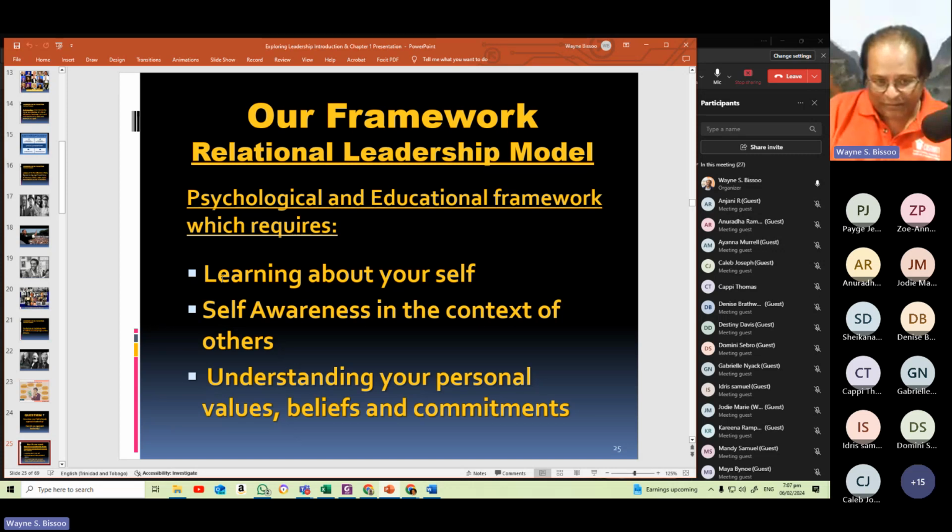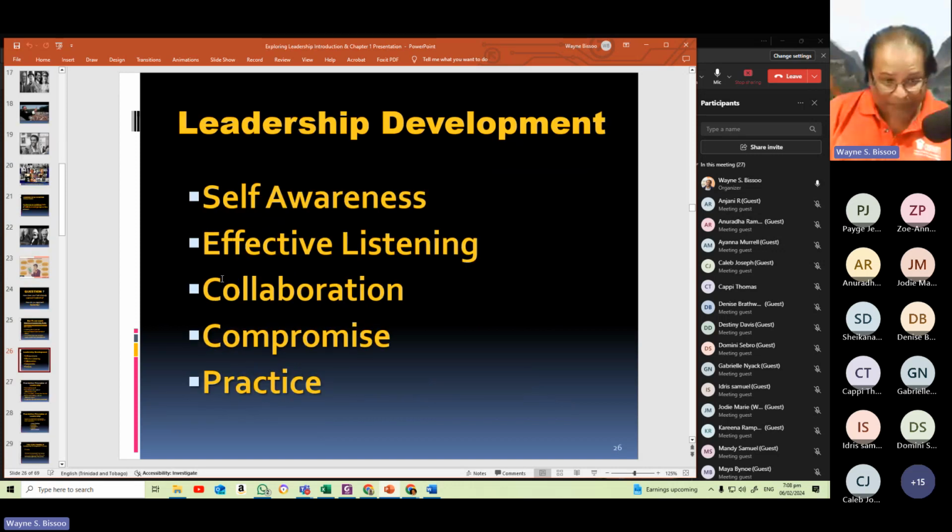And then, of course, the third element that they identified was understanding your own values, beliefs, and commitments. This is the cornerstone of the relational leadership model. You have to start by knowing and understanding yourself and understanding these particular issues that we're working with here. Make sense so far? So we talked about self-awareness and those things that we listed before. Then you have to develop the skill of effective listening, the skill of collaboration, the skill of compromise, and the skill to put these things into practice.